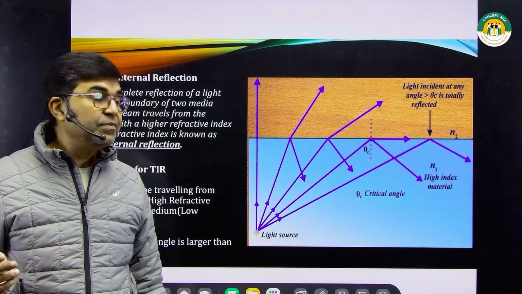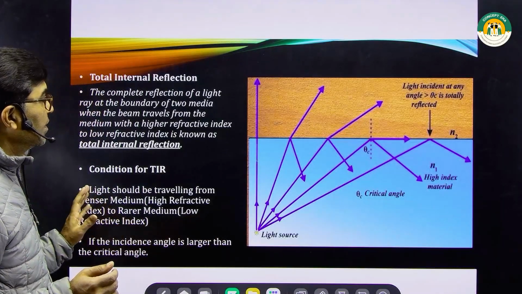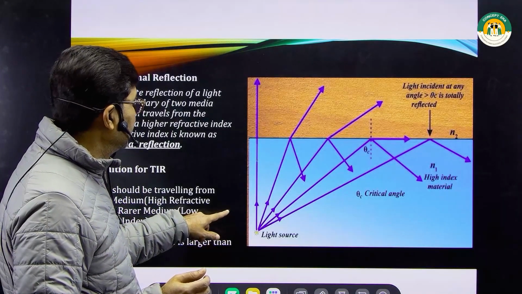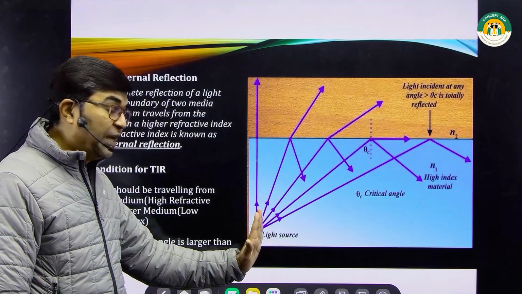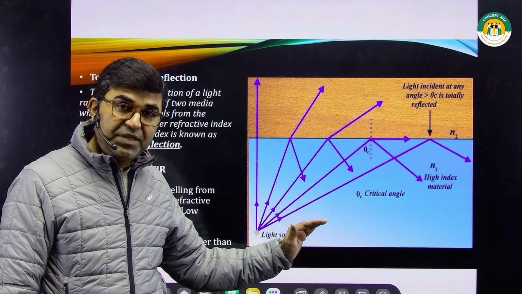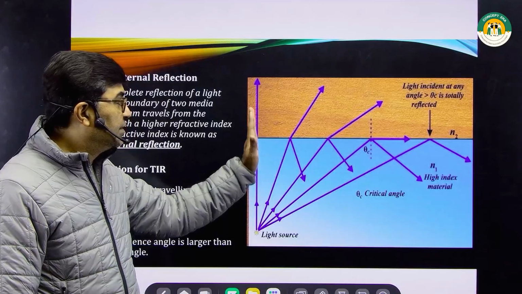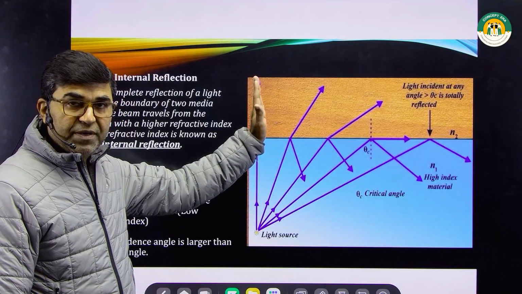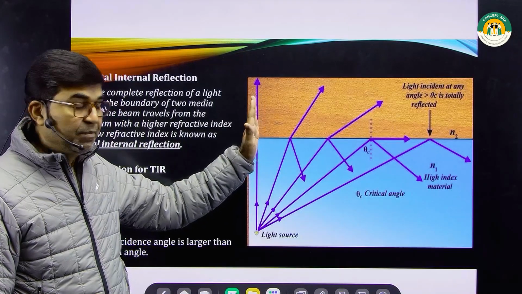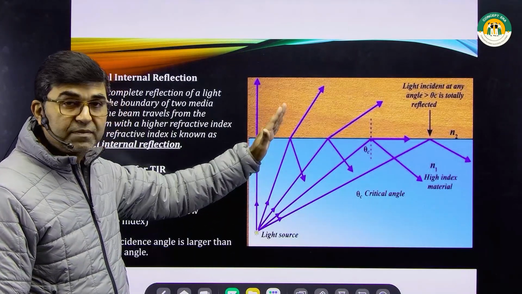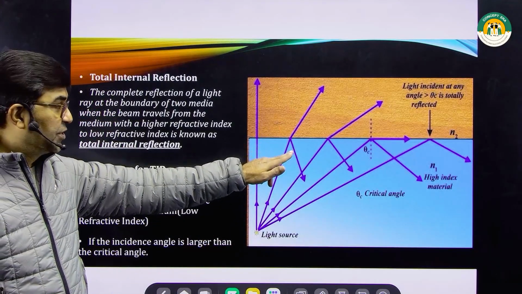Now coming to total internal reflection. Whenever the light is traveling from a dense medium to a rare medium, if the light is traveling normally, there will be no bending of light, only the speed of the light will be changed. But whenever the light is traveling obliquely, it will follow the normal laws of refraction.